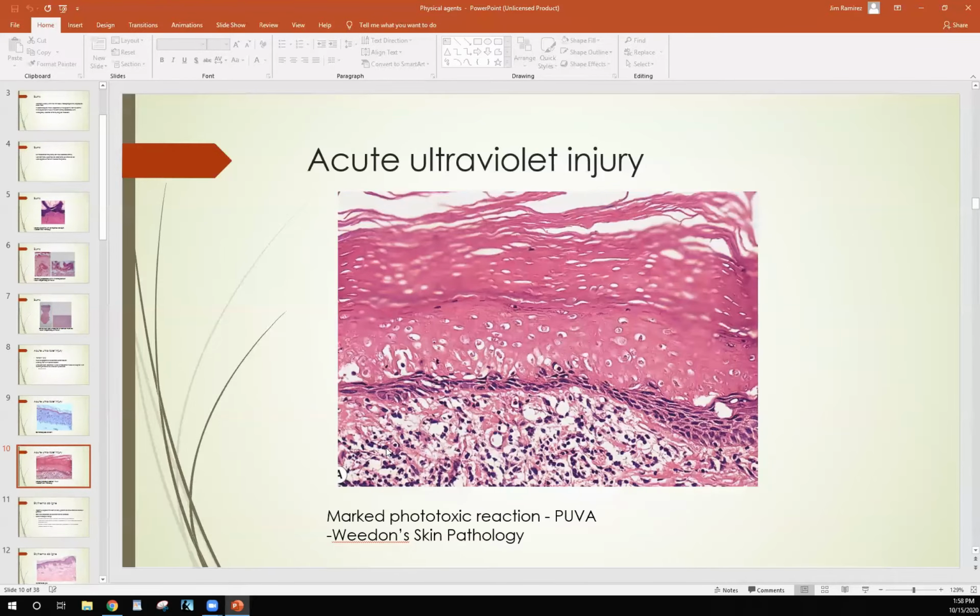And then this is a more extreme example where we get full thickness necrosis of the epidermis. This is an example actually taken from PUVA therapy. So it's a marked phototoxic reaction, but the same sort of process where, instead of just a few individual sunburn cells, you get necrosis of the entire epidermis, sometimes with the formation of bulla, because you get weakening at the dermal-epidermal junction and separation.